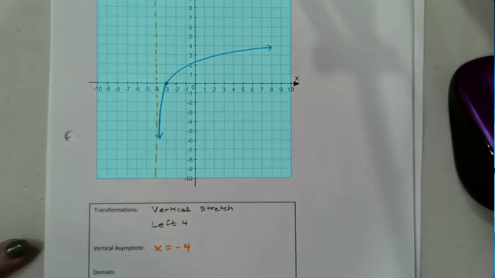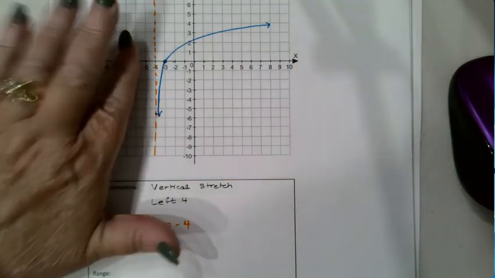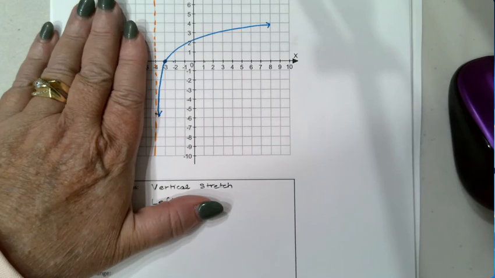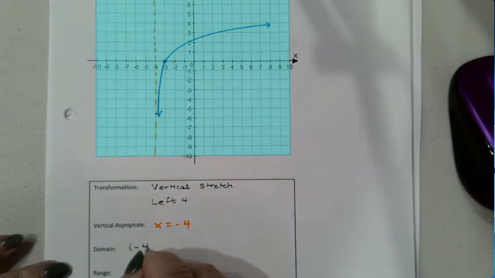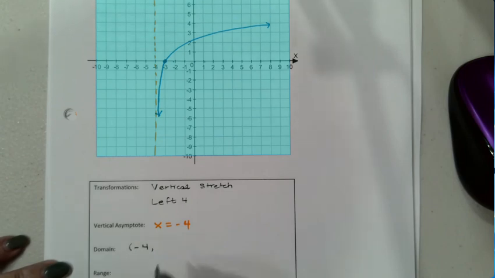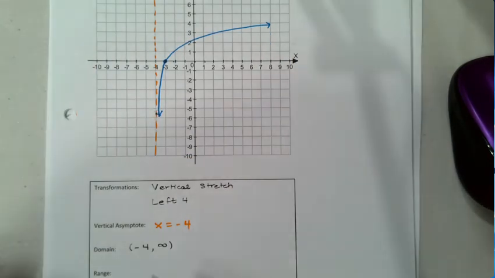All right, the domain here. Well, let's see. The x values don't start until just after negative 4. So my domain starts at negative 4 with a parenthesis and goes out to infinity. My range goes down to negative infinity and up to positive infinity.